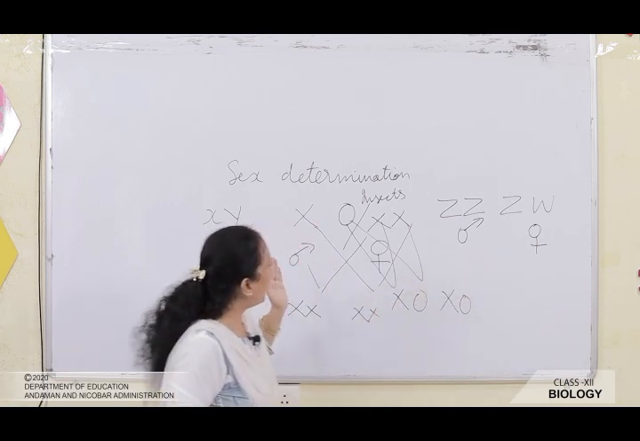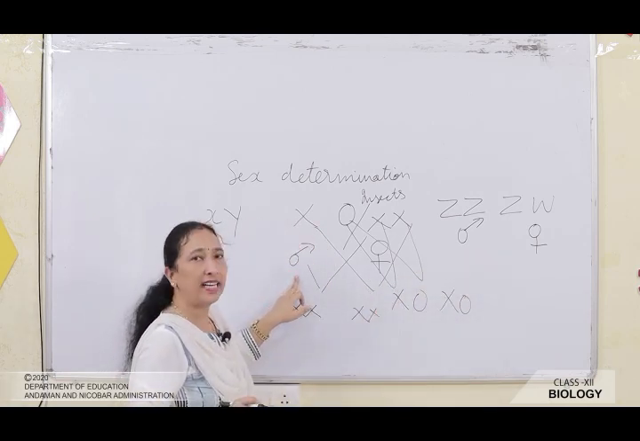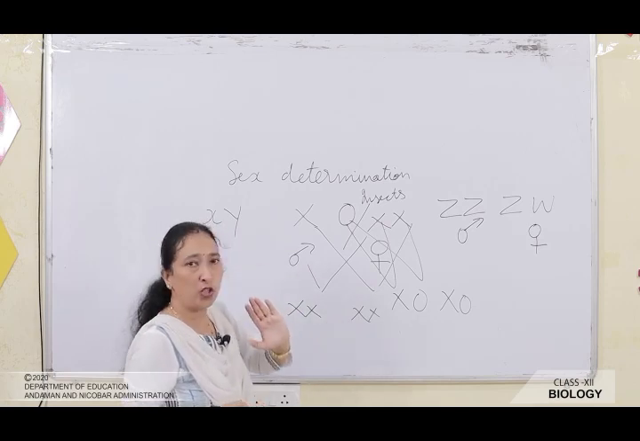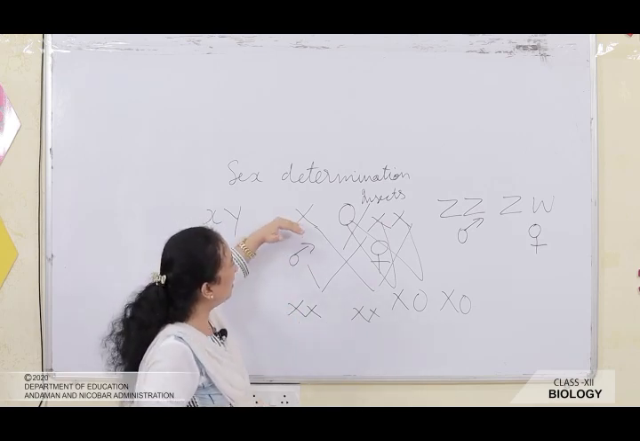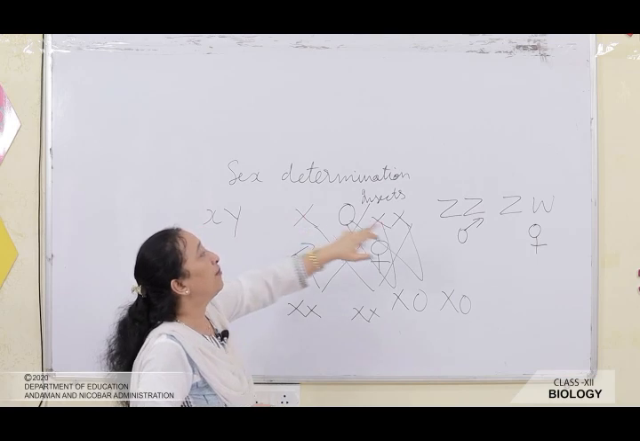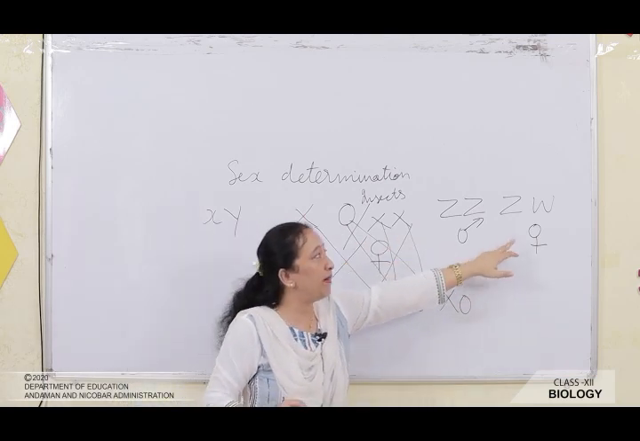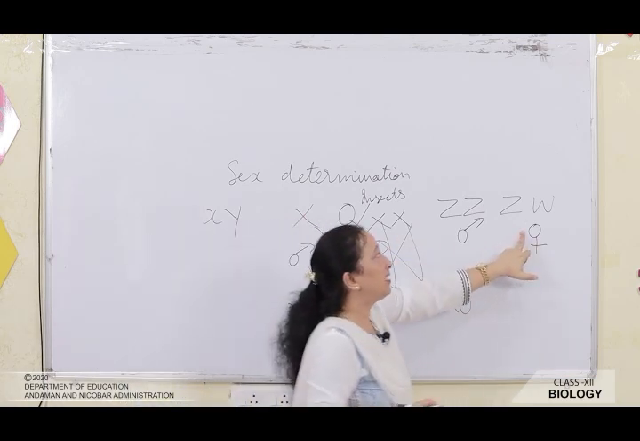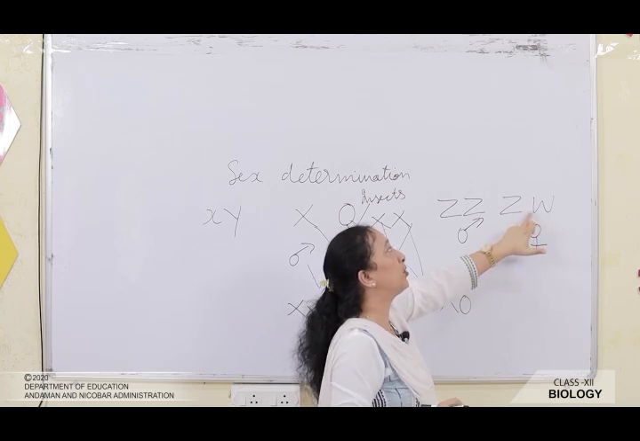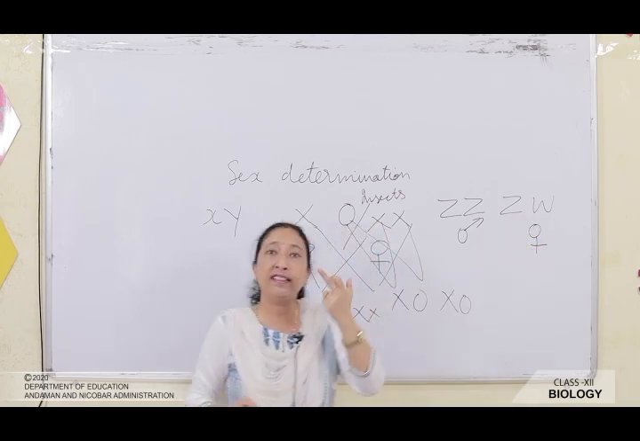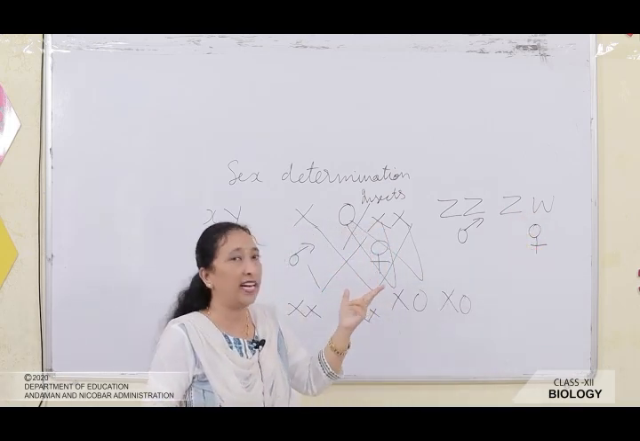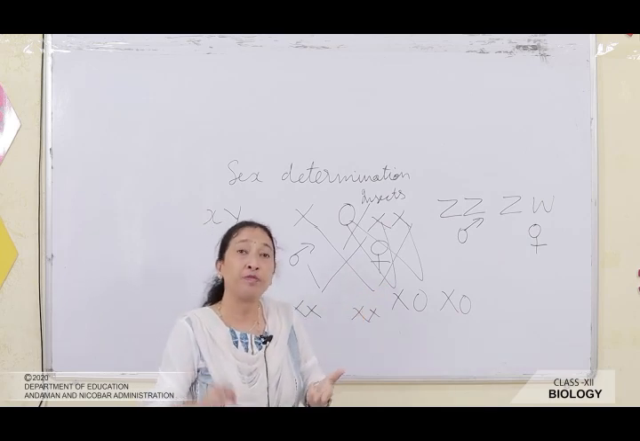So in insects the male determines the sex of the progeny, whereas in the domestic fowl the sex is decided by the female. It is the female which is heterogametic, meaning 2 different types of gametes are present in the female. So she will decide what the sex of the progeny will be.